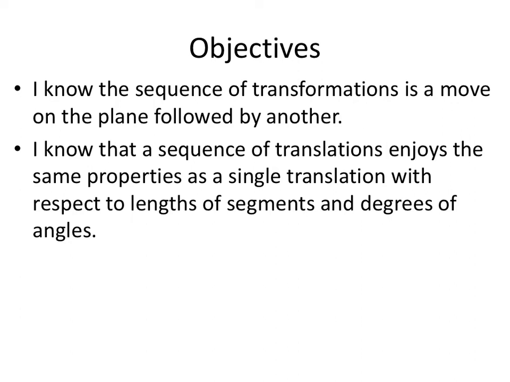Just a quick review of the objectives. Again, I know the sequence of transformations is a move on the plane followed by another, which in this case, for this lesson, was just translations. I know that a sequence of translations enjoys the same properties as a single translation with respect to lengths of segments and degrees of angles. All this is saying is that this is rigid motions. It's not going to change angles, shapes, or size.